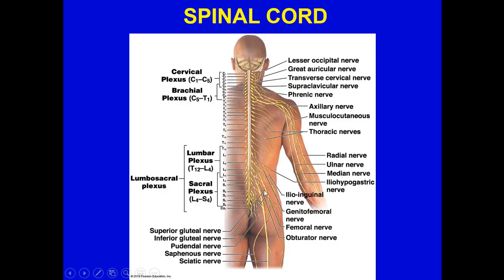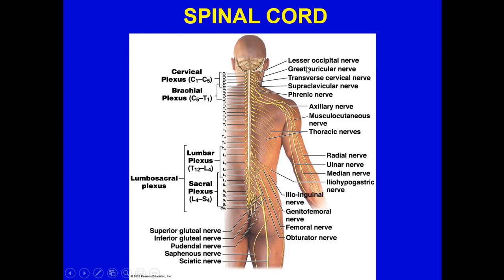Here is the lumbosacral plexus, right from here down to here, broken down to the lumbar plexus at T12 to L4, and the sacral plexus, which kind of overlaps at L4 and L5, and then goes all the way down to the last sacral. Doesn't include the coccygeal. Now you notice up here you've got another, the brachial plexus and a cervical plexus.